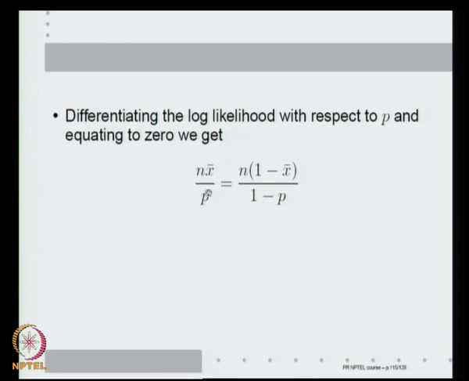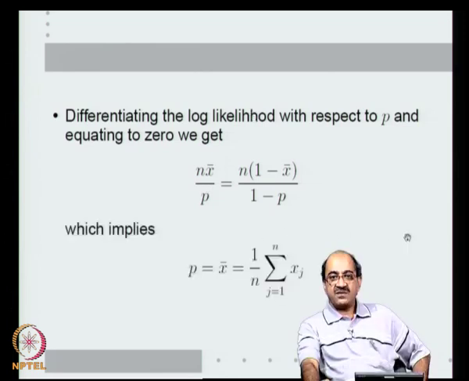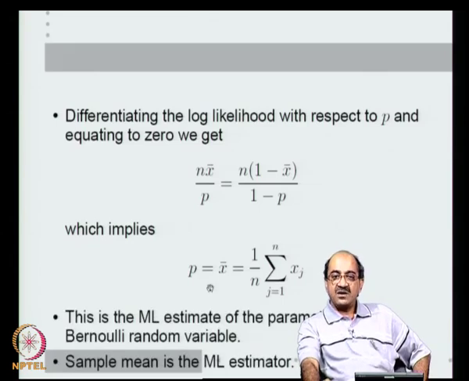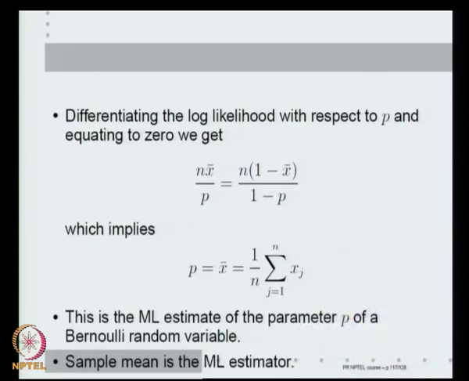If you differentiate, we get this, and from there you get p once again as the sample mean. Because x takes only values 0 and 1, summation x j by n will be a number between 0 and 1. So, even though I have maximized the likelihood in an unconstrained manner, I am still getting p between 0 and 1. So, that is all right. This is the maximum likelihood estimator for the parameter of a Bernoulli random variable.